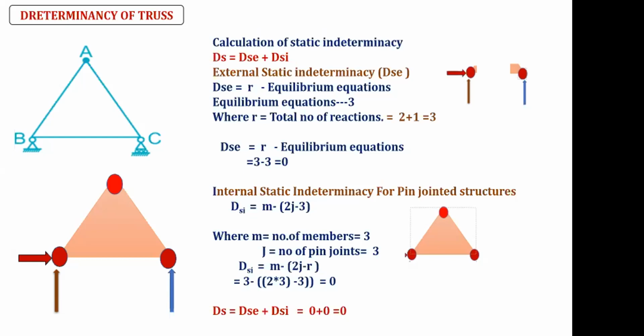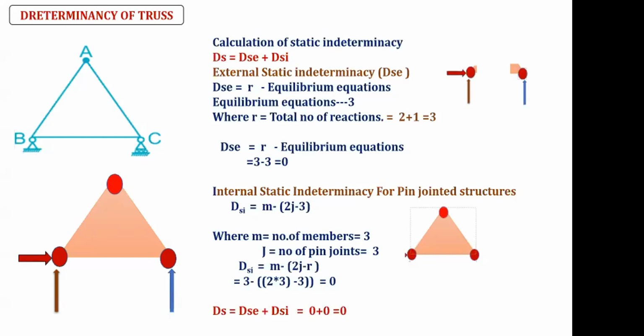There are two conditions. Here we will consider the sigma Fx, but in case of beams, we will eliminate that sigma Fx. So at B, 2 unknowns, at C, 1 unknown. So DSE equal to R minus equilibrium equations. So R equal to 2 plus 1, 3. So finally, external indeterminacy equal to R minus 3 equilibrium equations, so that is 3 minus 3.